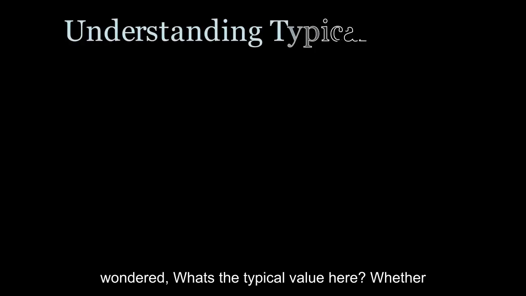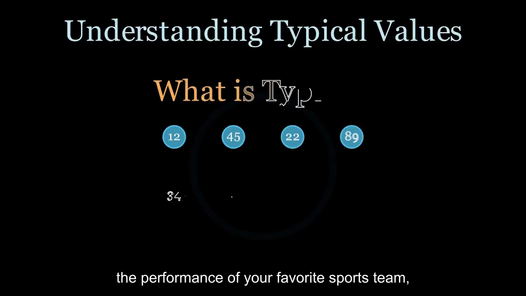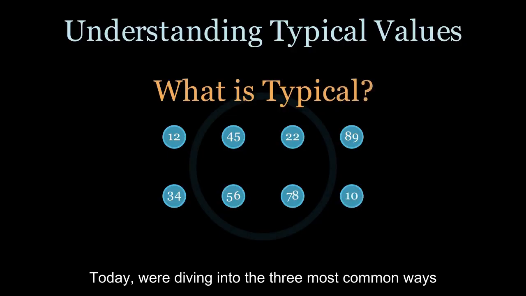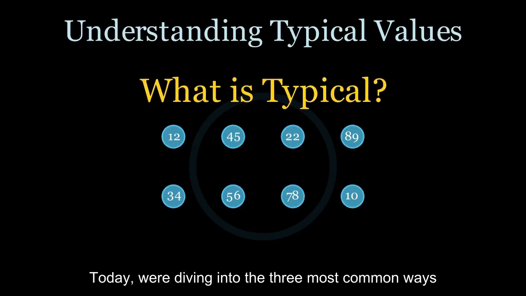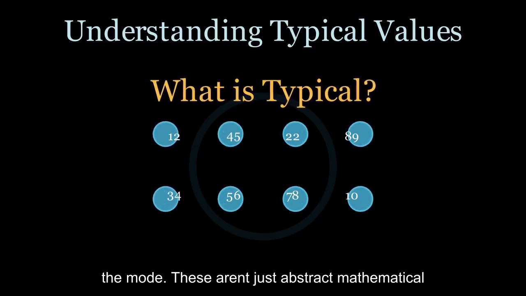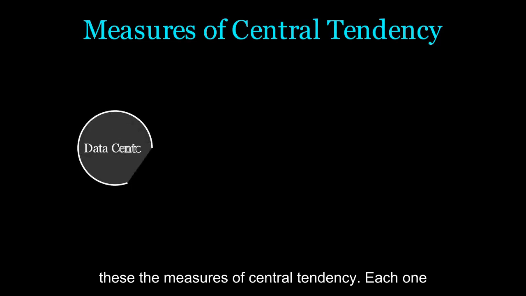Have you ever looked at a set of numbers and wondered, what's the typical value here? Whether you're analyzing sales figures, exam scores, or even the performance of your favorite sports team, understanding the center of your data is crucial. Today, we're diving into the three most common ways to find that center: the average, the median, and the mode. These aren't just abstract mathematical concepts, they're powerful tools that help us make sense of the world around us. In statistics, we call these the measures of central tendency.